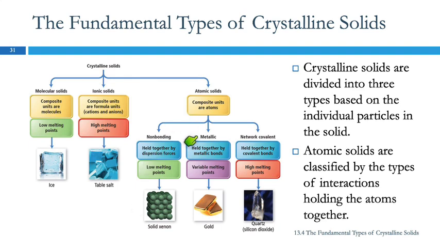We can have metallic atomic solids. Here the atoms are metals, and they are held together by metallic bonds. The melting points here are going to be kind of all over the place. Some of them are low, some of them are high.